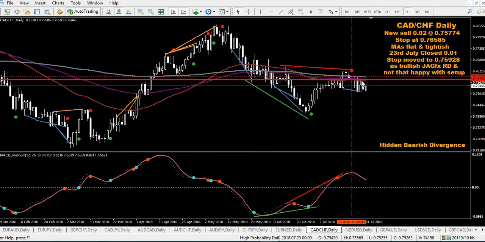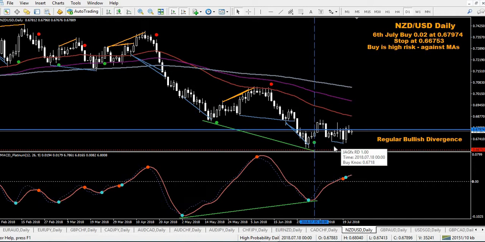CAD Swiss in a sell, closed half yesterday by the looks. Again, JAGfx bullish, going nowhere, ugly trade, sideways. It's repetitive, I know, but that's just what the market's giving us at the moment. But you've just got to be ready for when the moves do happen. So we closed half, stops down just above the point of entry, so I probably can't lose anything on that sell trade. New Zealand USD. Took the buy here, and for two weeks I've watched it going sideways.